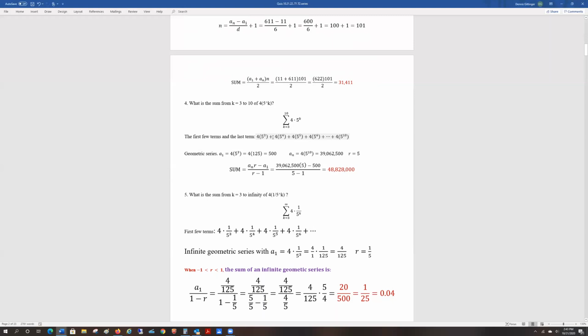So what would you multiply 4 times 5 to the third by to get 4 times 5 to the fourth? Well, 4 times 5 to the third means 4 times 5 times 5 times 5. And if you do one more 5, if you have 4 times 5 times 5 times 5 times 5, that's the next term. And if you multiply the second term by another 5, you get the third term.